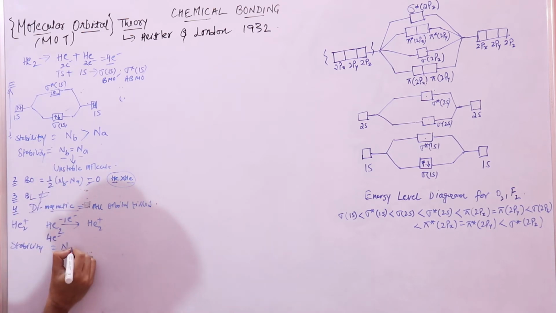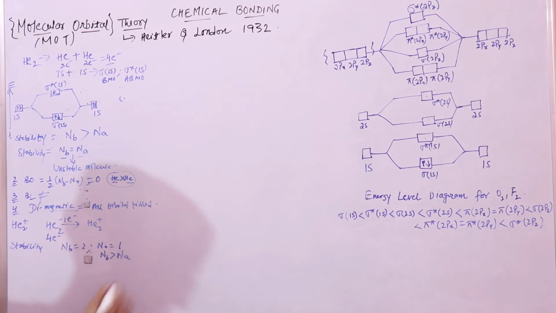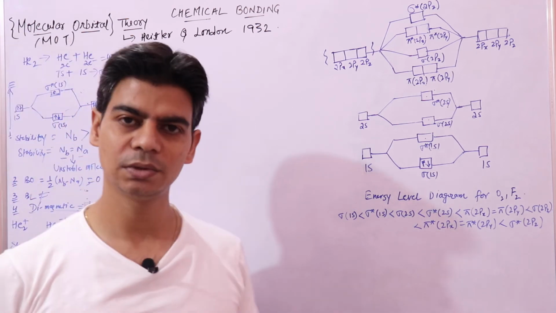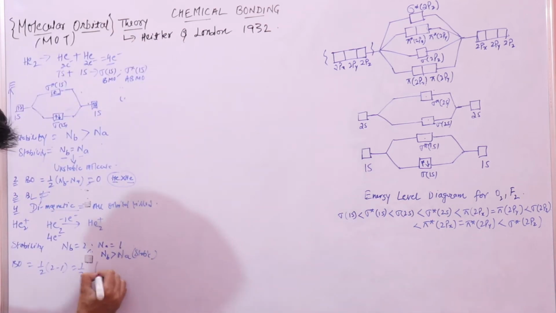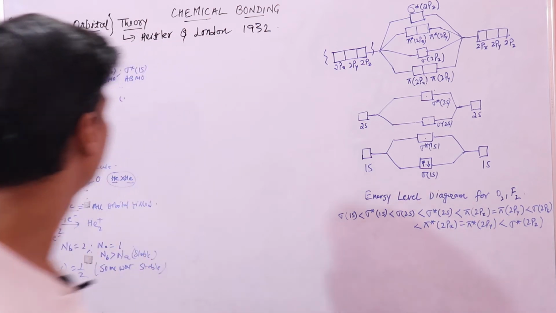Now we have the situation where Nb equals 2 electrons and Na is 1 electron, right? So Nb is greater than Na. This shows the molecule is stable. And if you find the bond order, it would be half of 2 minus 1, that is half, which is the bond order. Molecular orbital theory also tells you that there can be a half bond or 2.5 bond between molecules. So a half bond means somewhat stable. The stability is not very high, but it is somewhat stable, right?